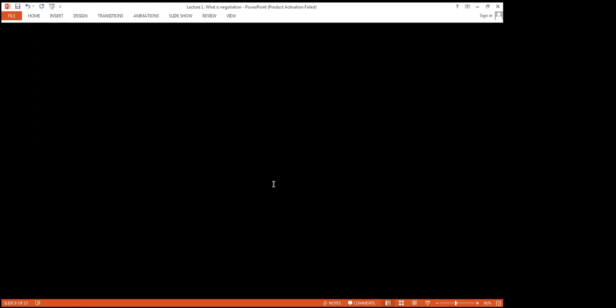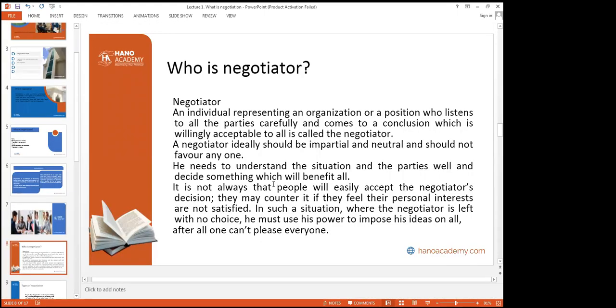So sometimes it's not always that people accept the negotiator's decision. They may counter it if they feel their personal interests are not satisfied. So sometimes the people on the table might counter that. If they're not satisfied, they might go against, they might say something contrary to what the negotiator said.